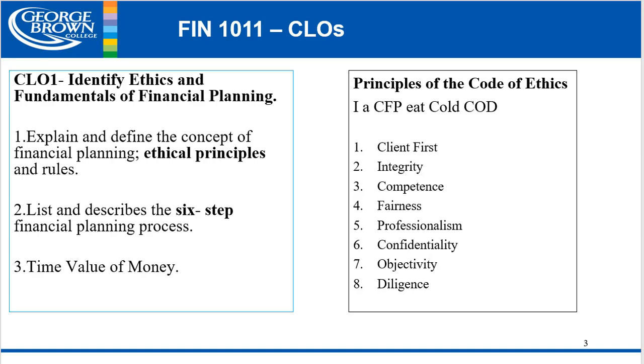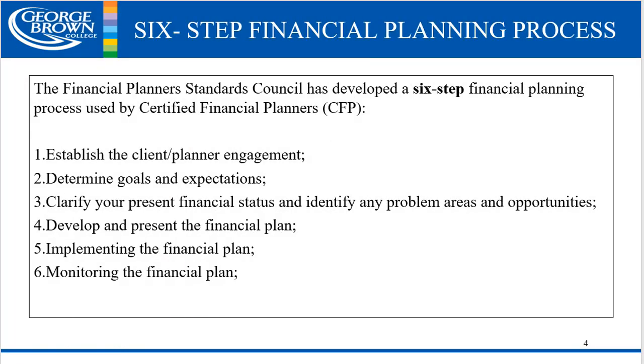So remember, there are 8 principles to the Code of Ethics, and there was a mnemonic, ICFP, eat cold cod. And so the 8 principles of the Code of Ethics: number 1, client first; number 2, integrity; number 3, competence; number 4, fairness; number 5, professionalism; number 6, confidentiality; number 7, objectivity; and number 8, diligence. And again, just a quick review.